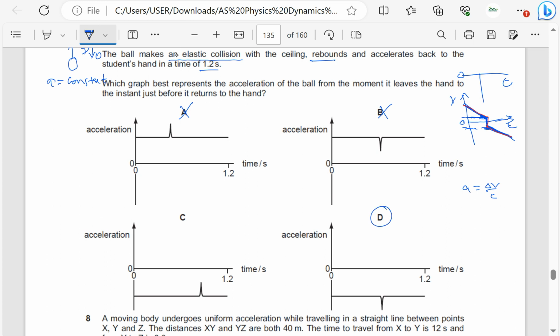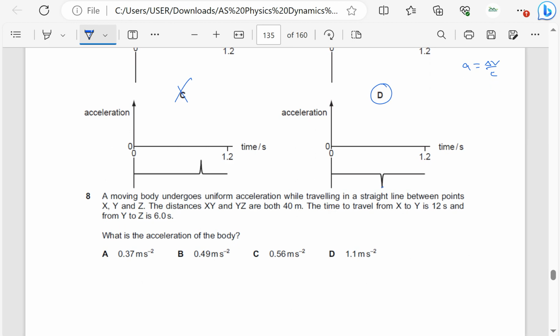So the answer is going to be D as opposed to C. C shows that the spike is showing a decrease in acceleration, which means there's a smaller change in velocity. It is supposed to be a rapid increase in velocity. So the rapid increase in the velocity in the negative direction gives us a spike, which shows an increase in acceleration. So the spike must be away from the x-axis. So the answer is D.